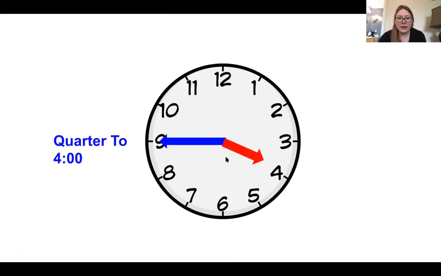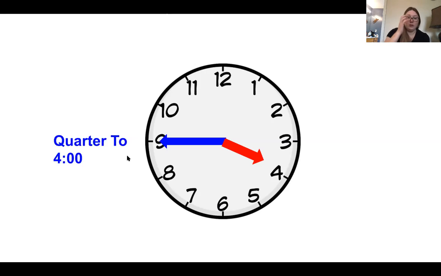Okay, now our hour hand is still between the 3 and the 4. It's almost to the 4, but it's still between them. And our minute hand is facing directly to the 9. Our third quarter is gone. 1 quarter, 2 quarters, 3 quarters, and we're pointing at the 9 with the minute hand. Okay, this is 3:45 or quarter to 4. We call this quarter to 4.